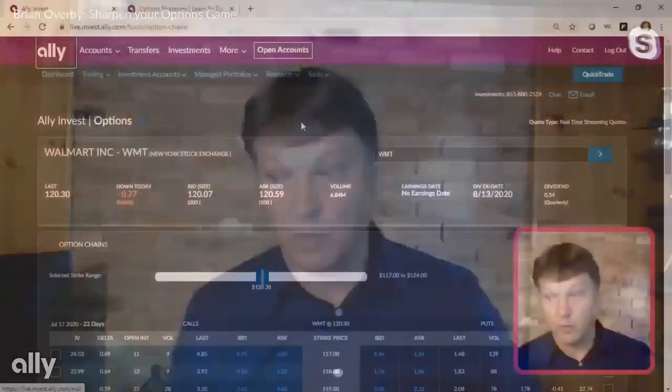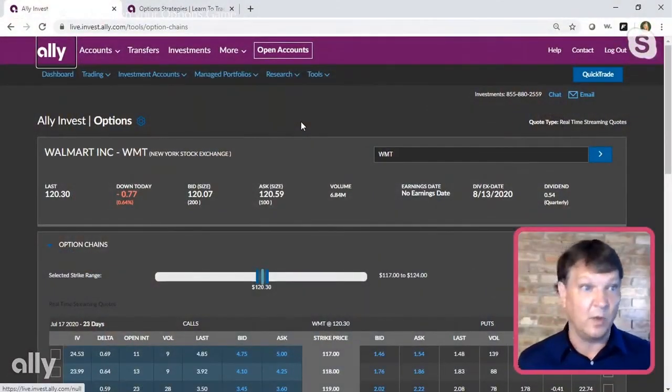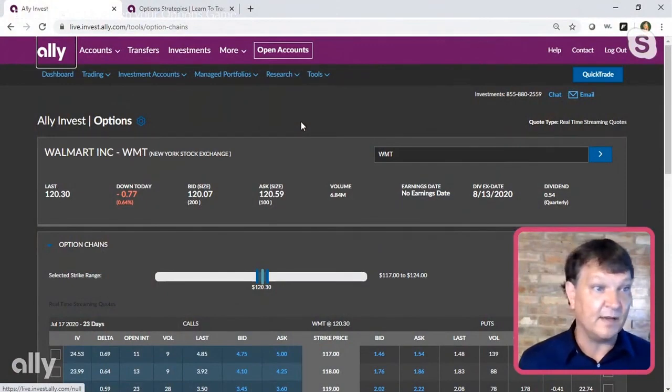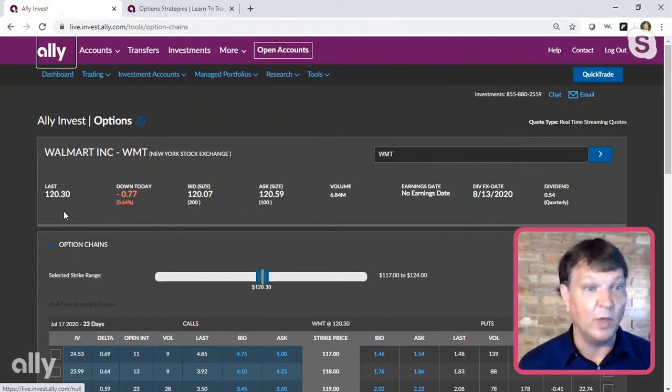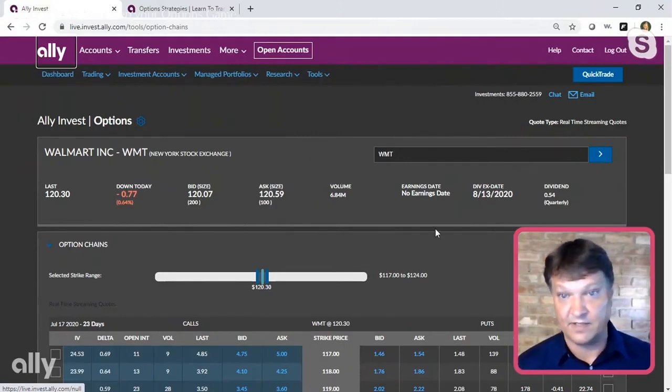So at this point in time, I'm going to pull over the Ally Invest option trading platform. And I have a little known stock up here. It's actually called Walmart. Walmart looks like it's down today. This was a live quote. The markets are closed at this time. It's 4:20 Eastern time right now. And we see that the market is 120.30, down 77 cents.